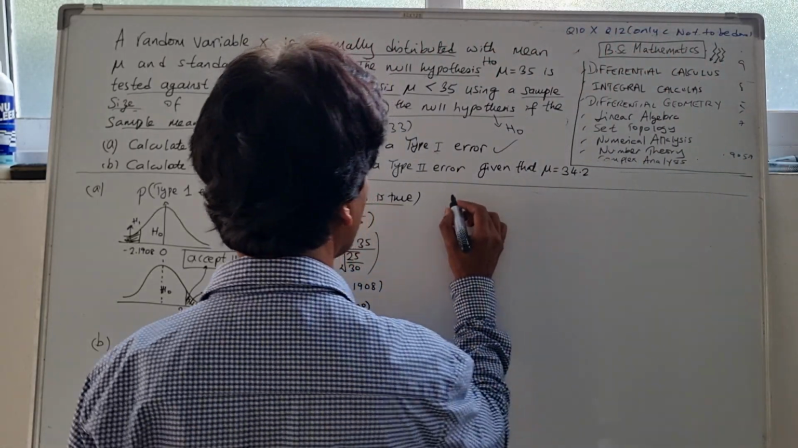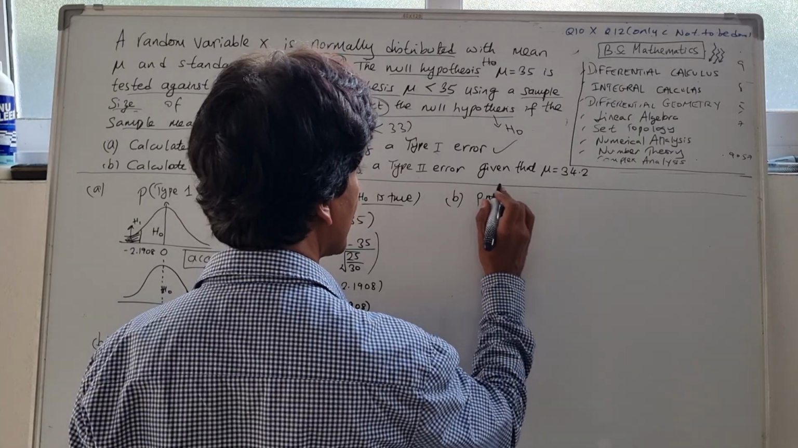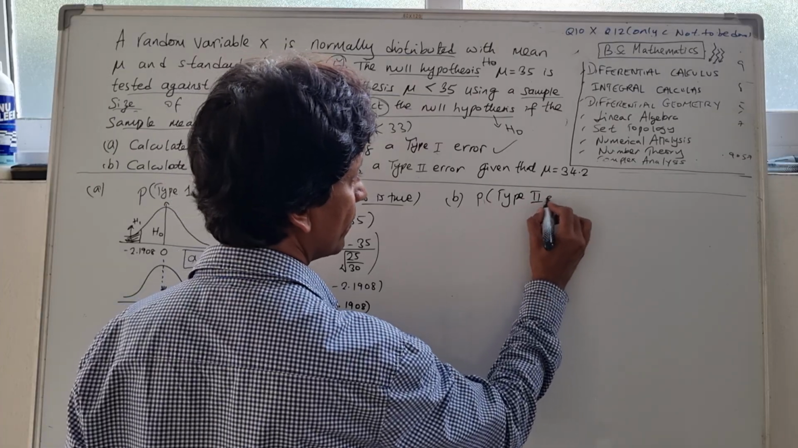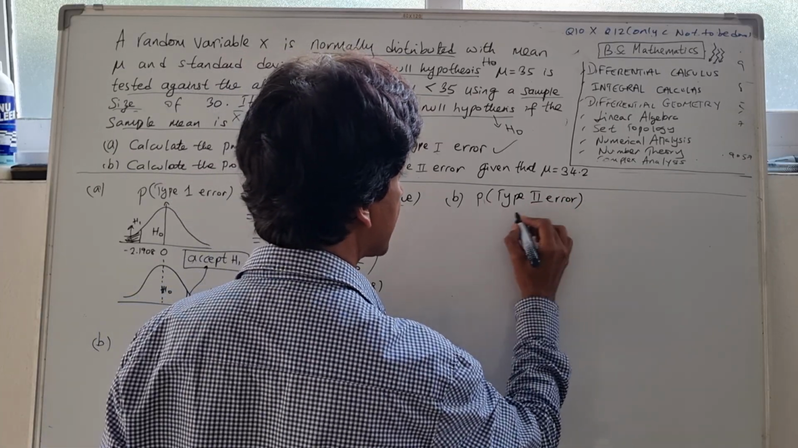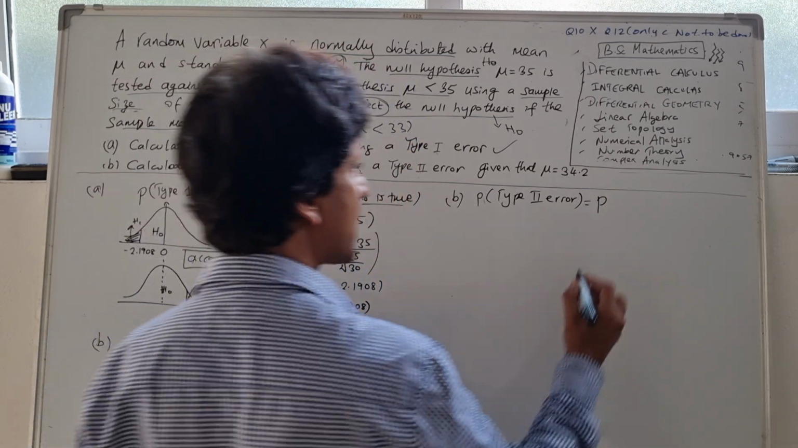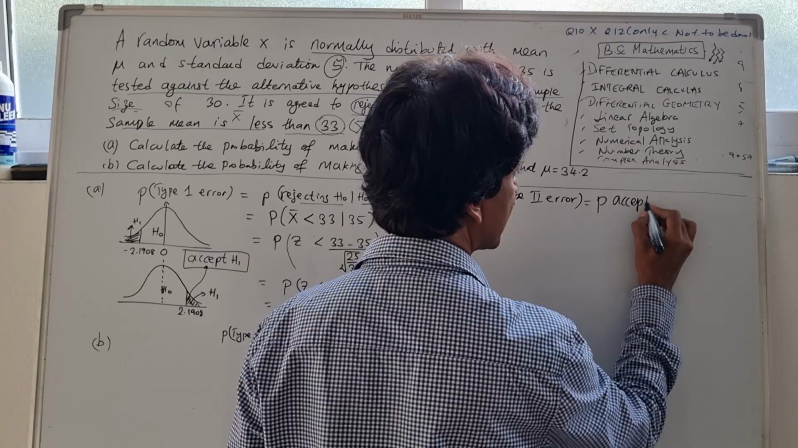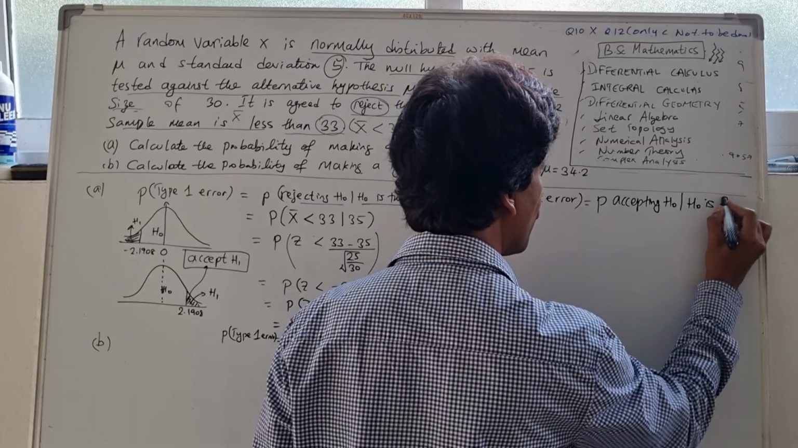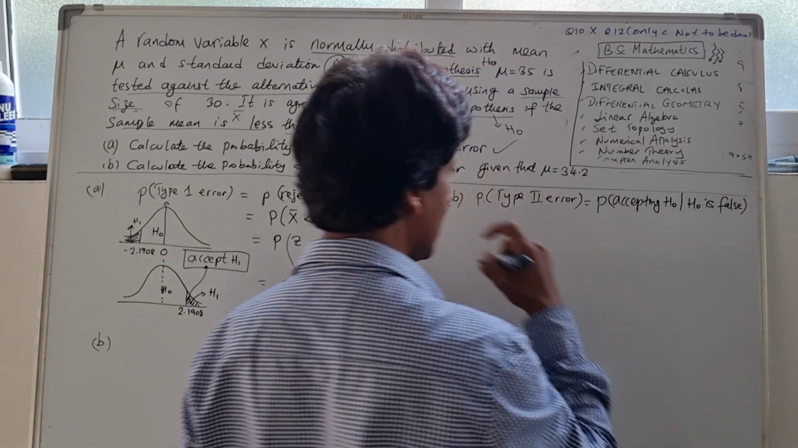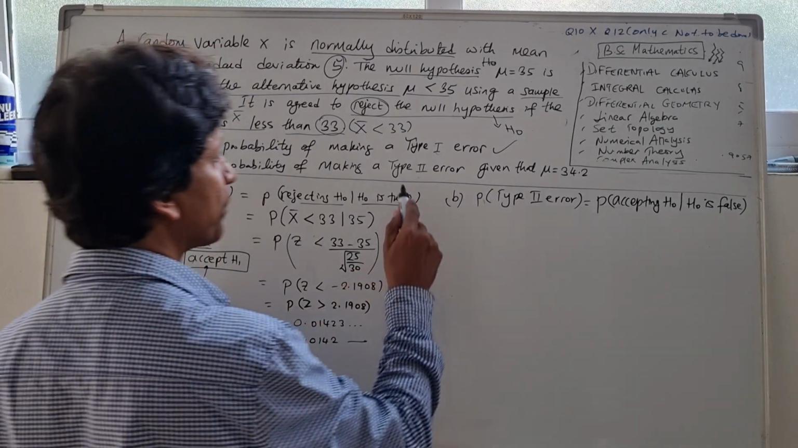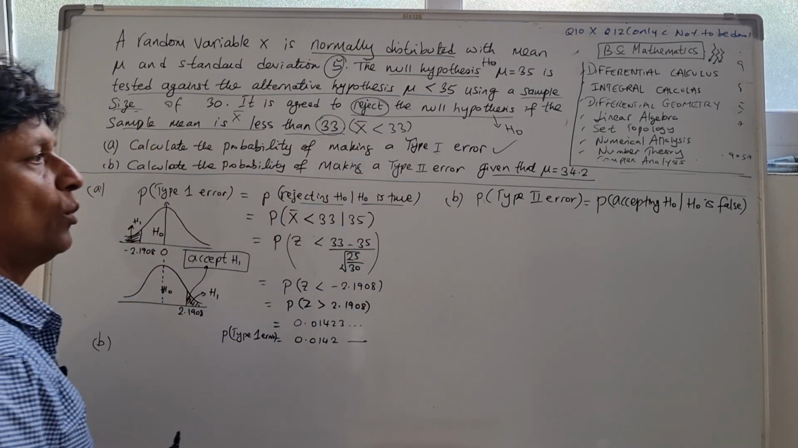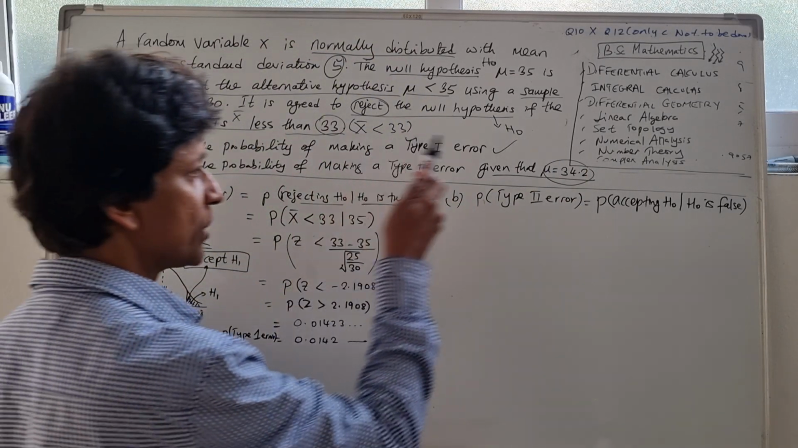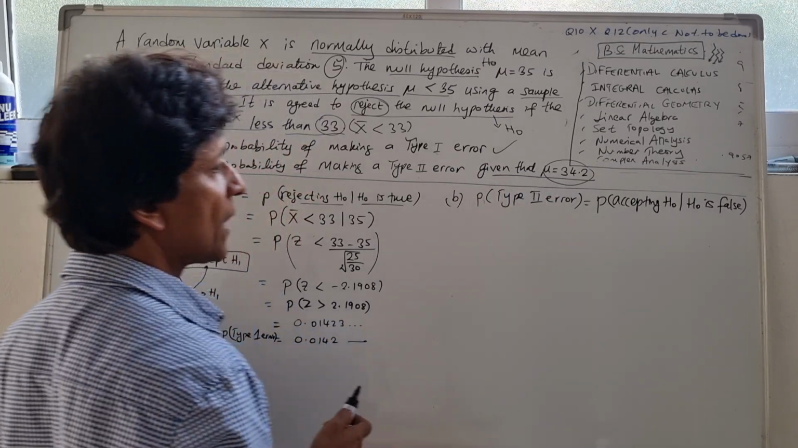Let me just do it over here. Probability of a type 2 error. So let's look at the definition. It's the probability that we are accepting H0, given that H0 now is false. And now given the actual mean mu is now 34.2. That's the actual mean. So we're going to be using this mean to calculate our probability of type 2 error.